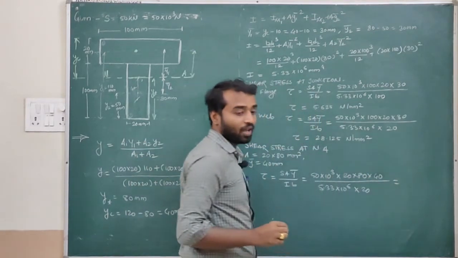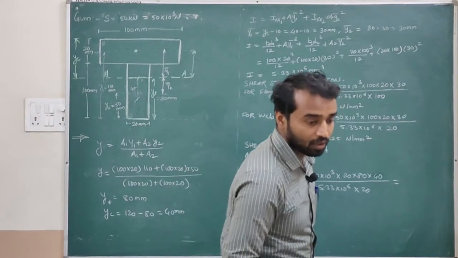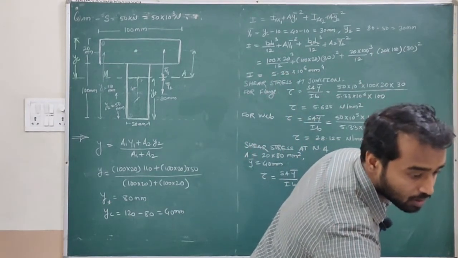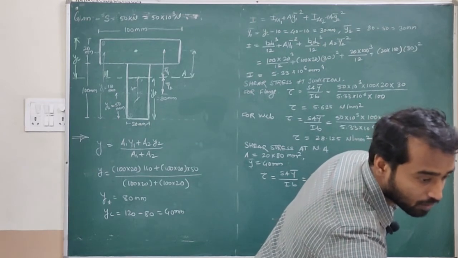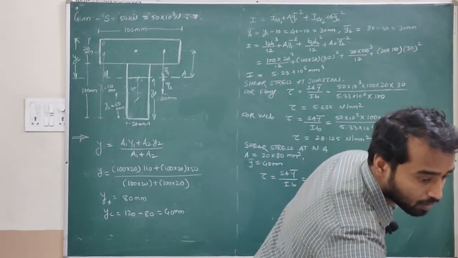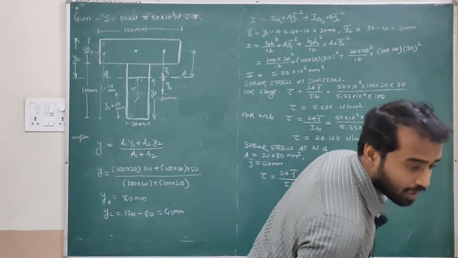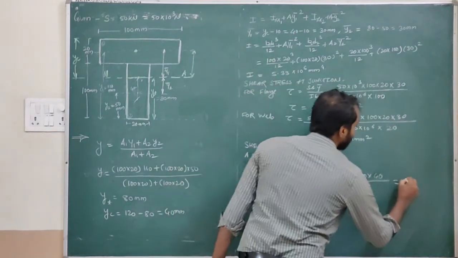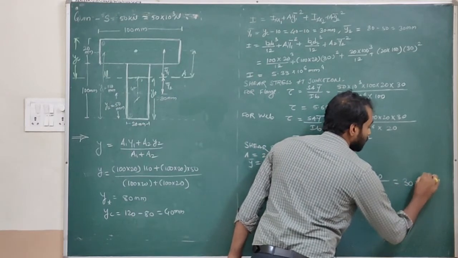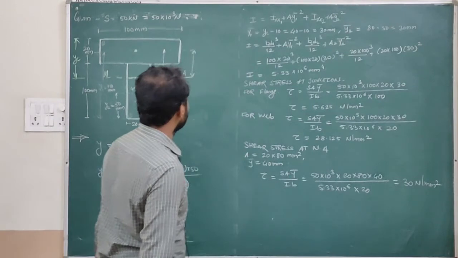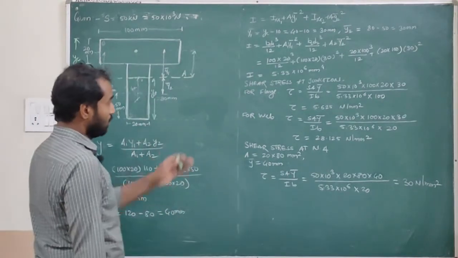So if you simplify this, you will get the value as 30 Newton per mm square. It is 30 Newton per mm square. So this is how we have found out the shear stress.